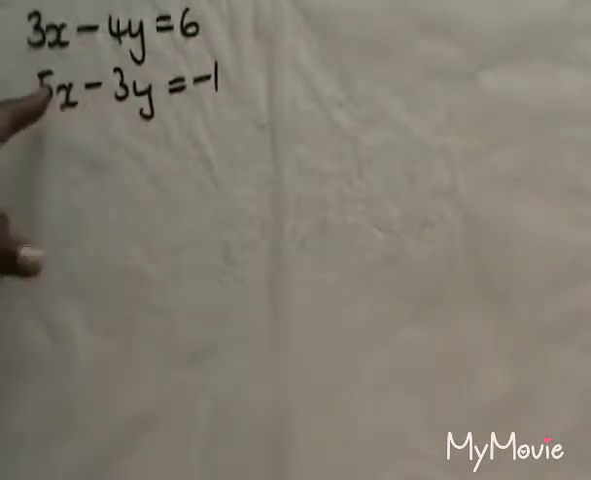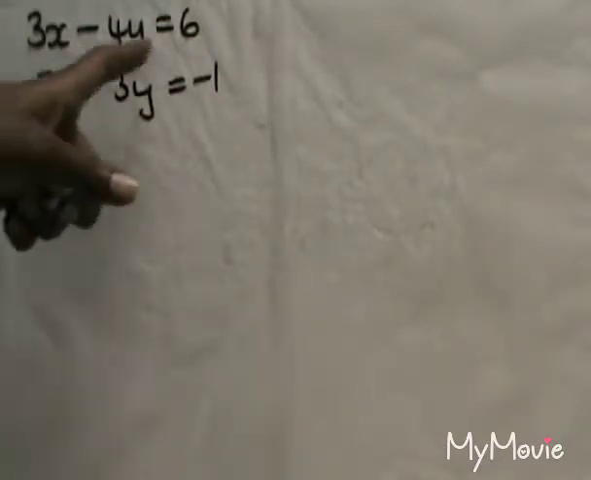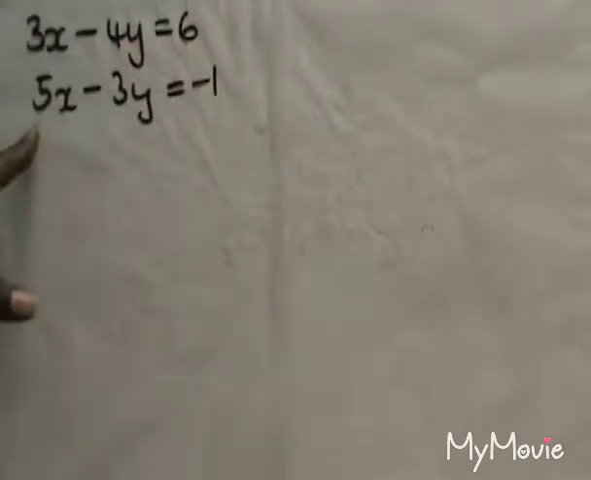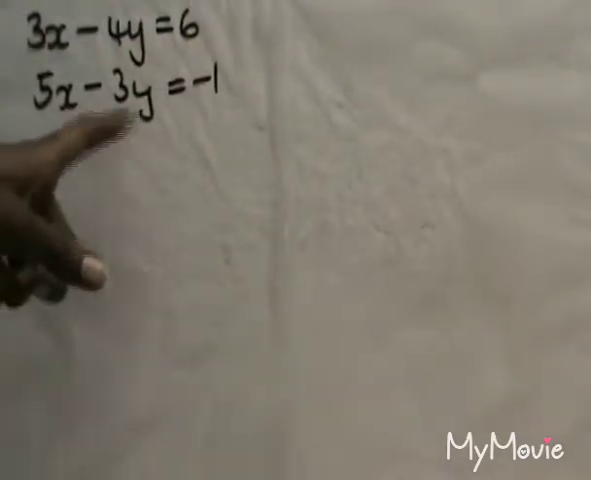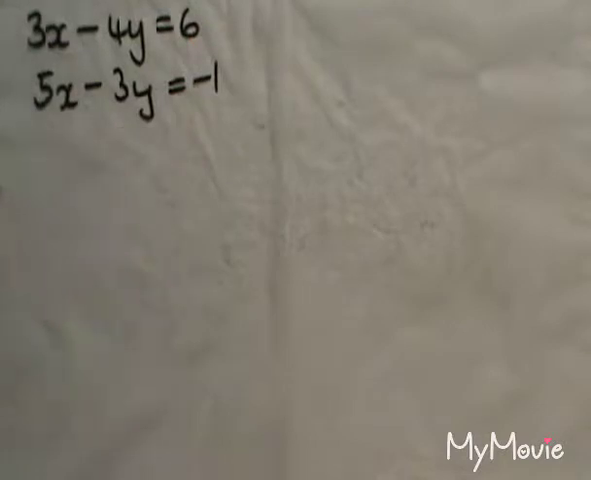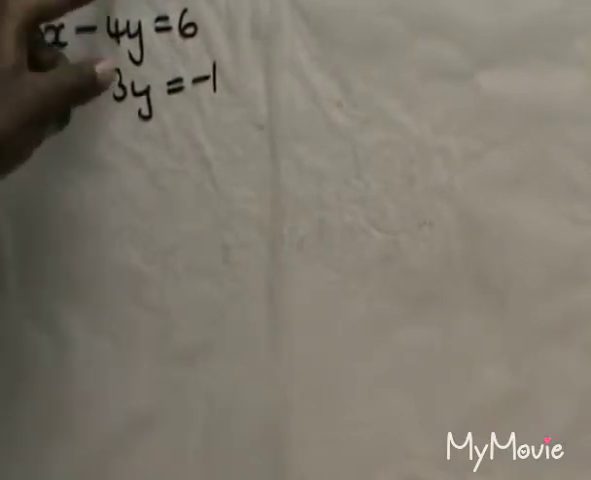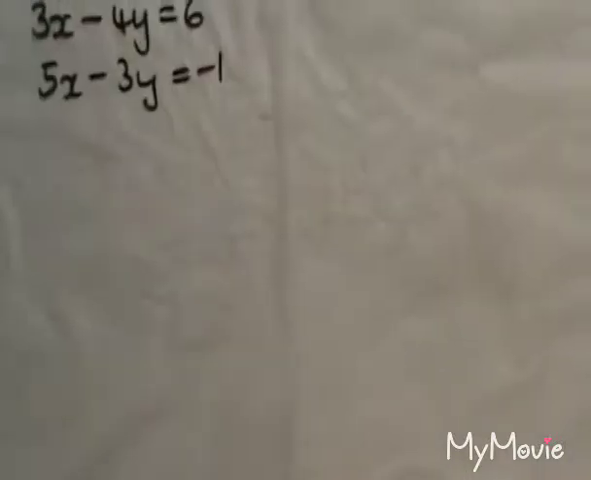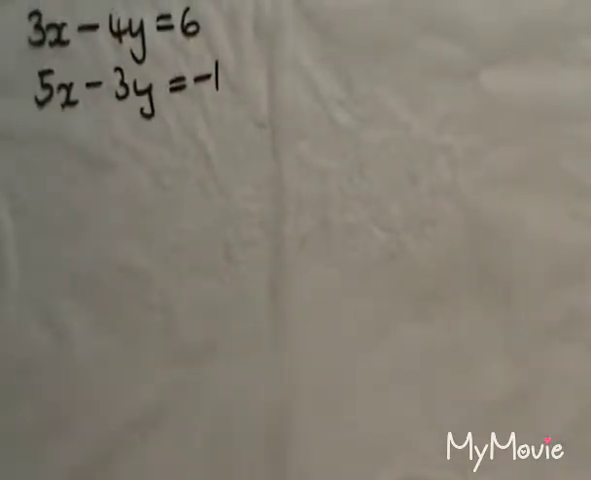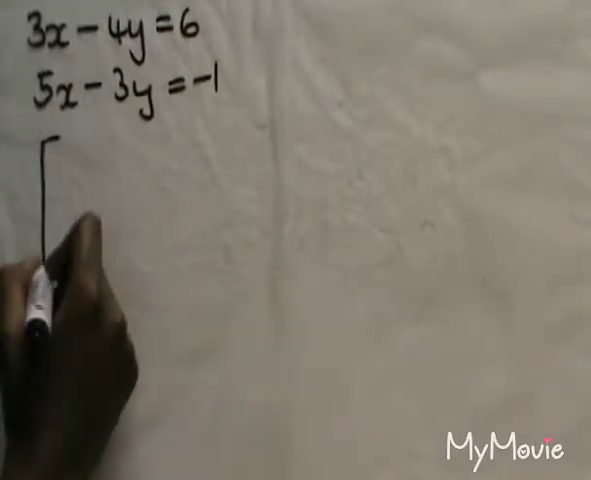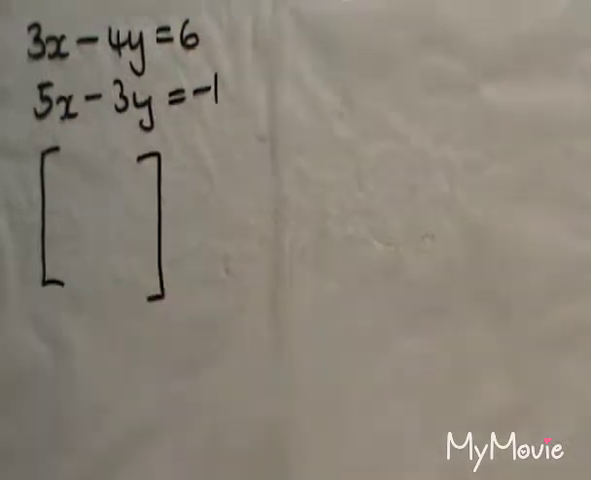Or if you get a question like this, 3x minus 4y is equal to 6, and then I have 5x minus 3y is equal to minus 1. Those are the same thing essentially, but rewrite it this way so that I have all my x's here, all my y's there, and then in that manner. Okay, so we make our coefficient matrix. Now our coefficient matrix is a matrix filled with the coefficients.